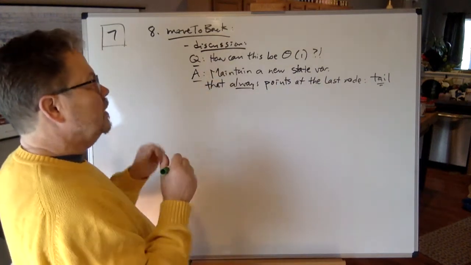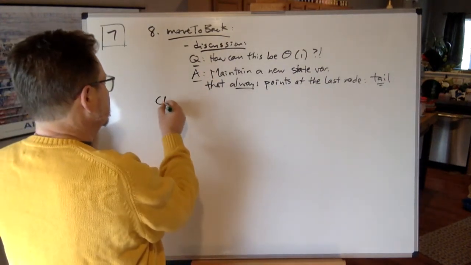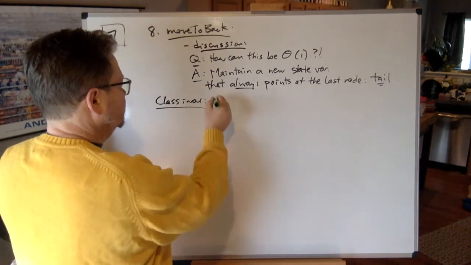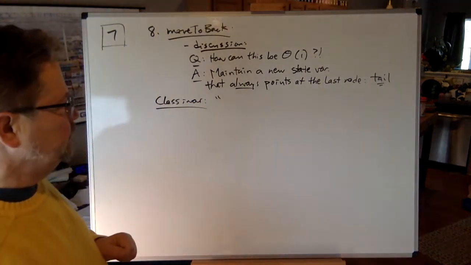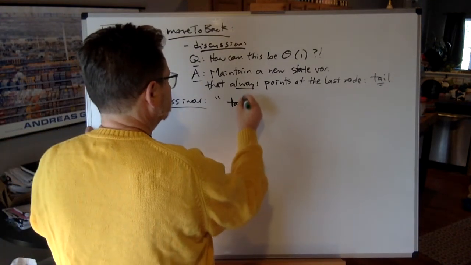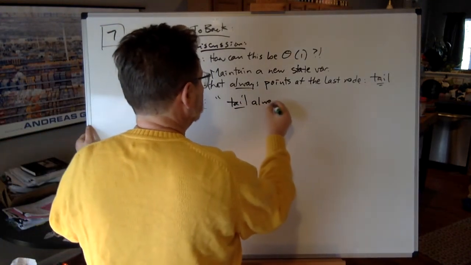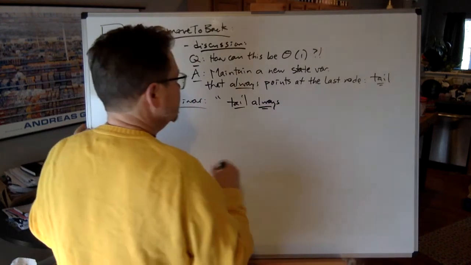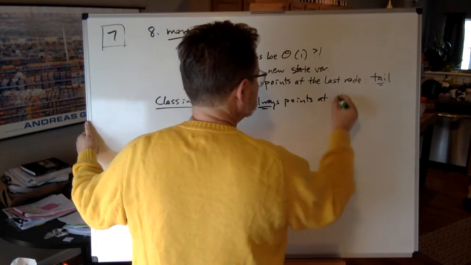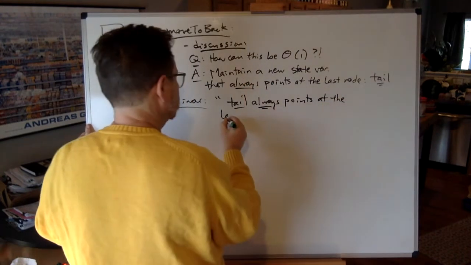I am going to go ahead and have a class invariant for that. Class invariant, make it look official: the tail always points to the last node on the list. Tail always points at the last node in the list.